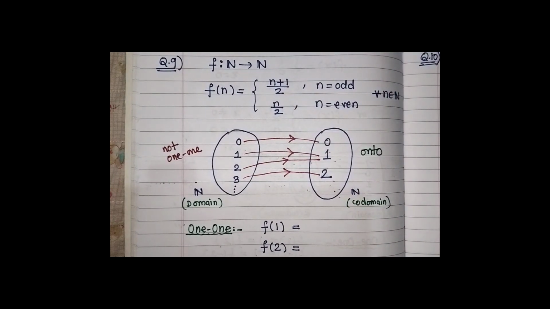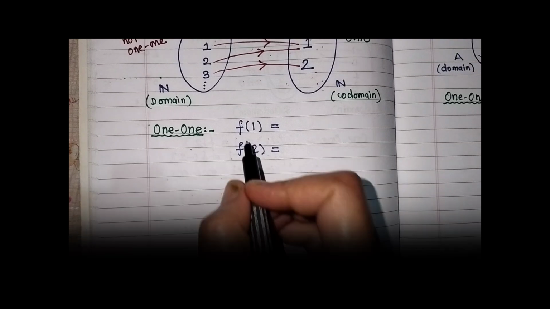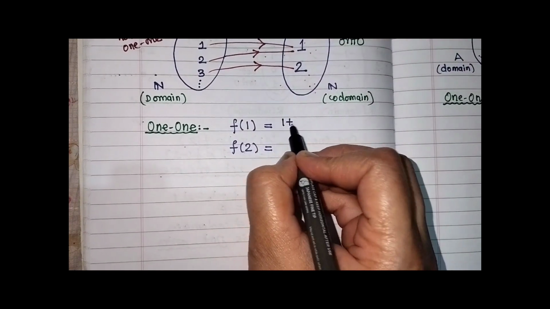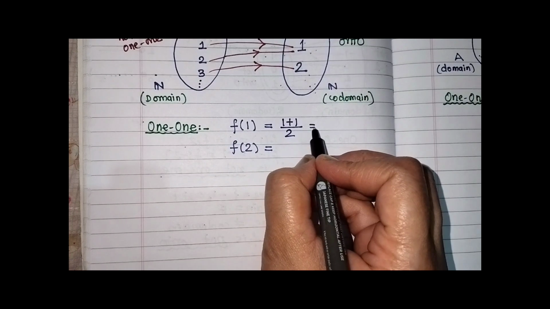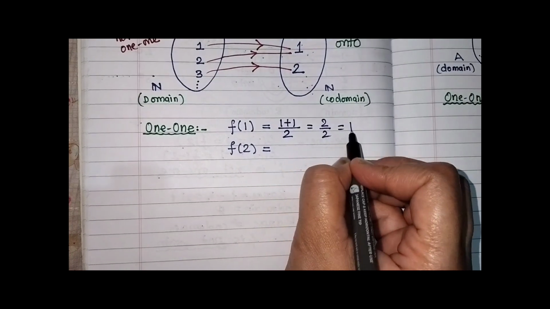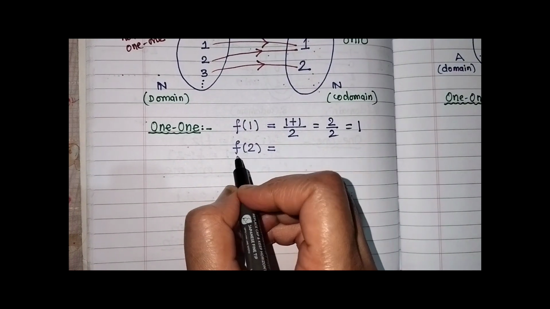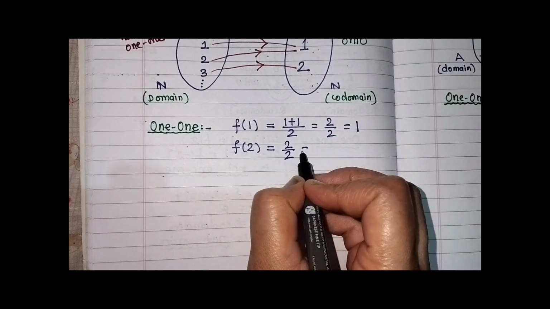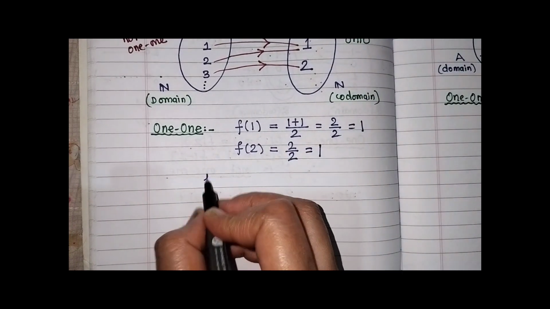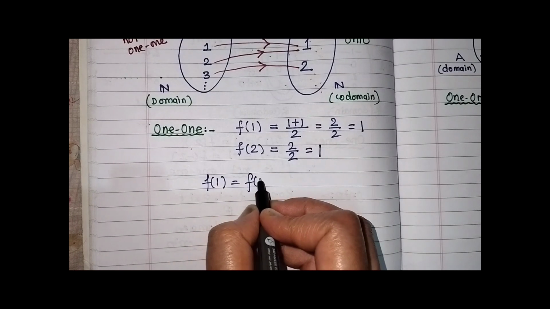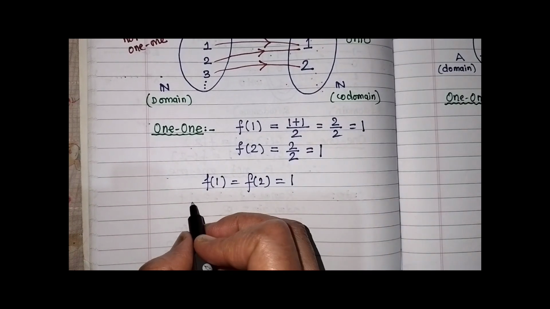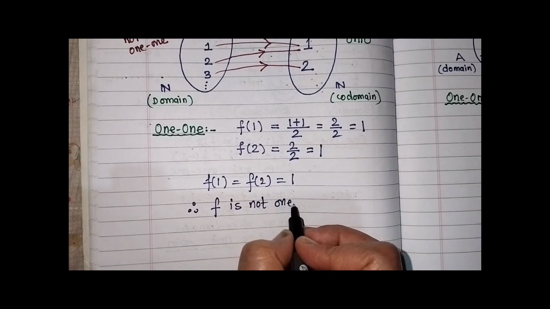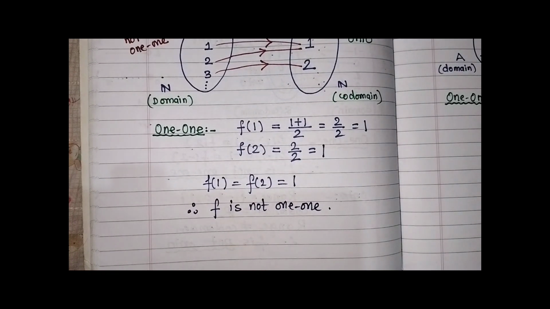Okay, so let's prove this, how you are going to do this. For f of 1, you can write the formula: it is 1 plus 1, because 1 is odd. So it is (1 plus 1) upon 2, and 2 upon 2 is 1. This answer is 1. Now f of 2: 2 is an even number. So by the formula it is 2 upon 2, and 2 upon 2 is again 1. So as you can see, f of 1 is equal to f of 2 and both values are equal to 1. Therefore f is not one-one. Now let's do it for onto.